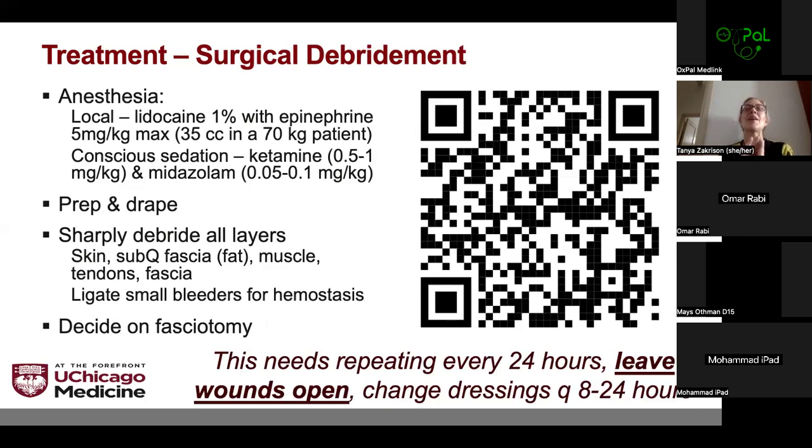So once I'm happy I don't need to remove any more tissue, then I can do this and it keeps the wound clean and allows it to heal by secondary intention. If you're fortunate enough to have access to vacuum-assisted closure devices, those are very helpful too, and they need to be changed every 3 to 5 days. But that's, again, only once I know that the wound is completely clean and totally debrided.